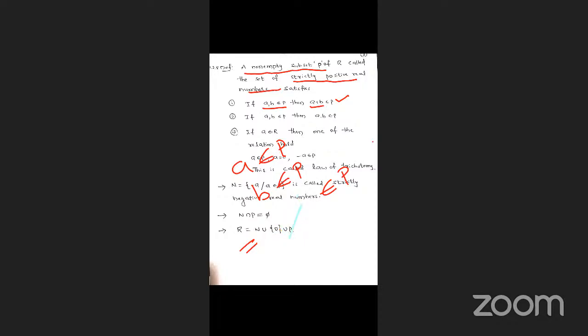Next, the second property: A, B belongs to P. Here A belongs to strictly positive and B belongs to strictly positive. Then A into B is equal to AB, which belongs to P, is also strictly positive. This is the second one.